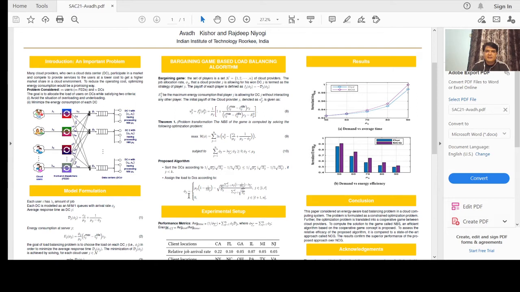The job allocation rate phi j that cloud provider j is allowing for his own DC j is termed as the strategy of the player j. Meaning, what is the strategy of the player?